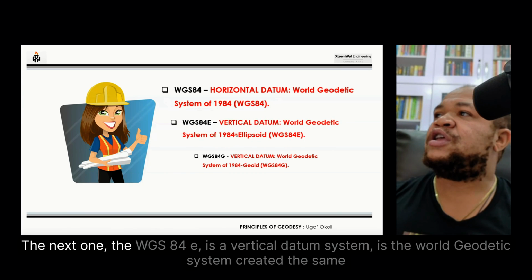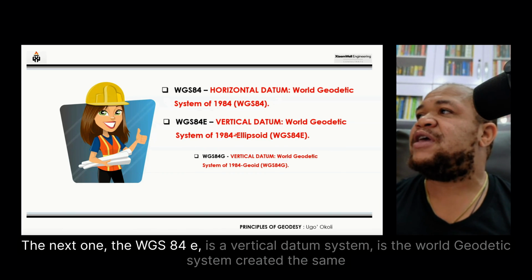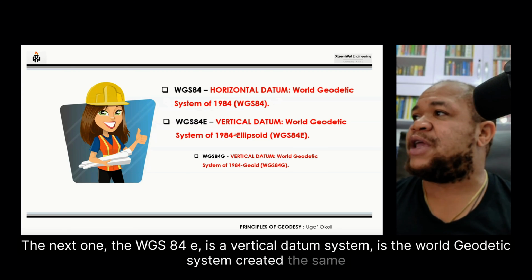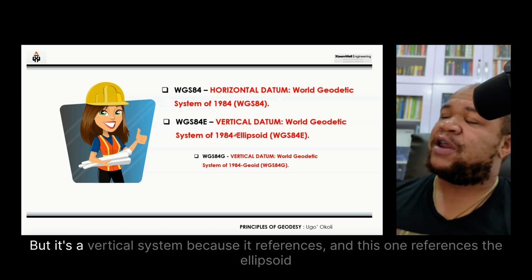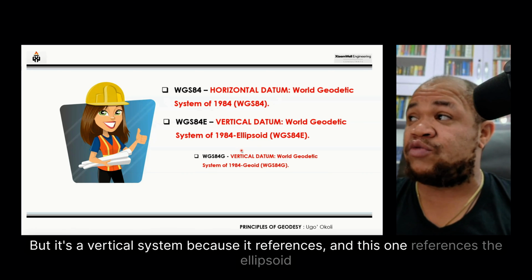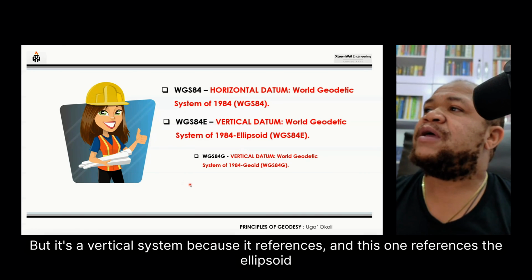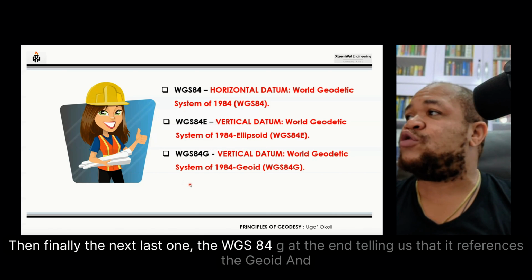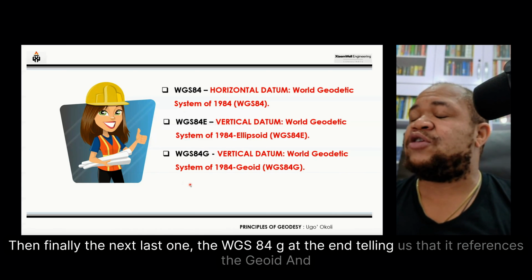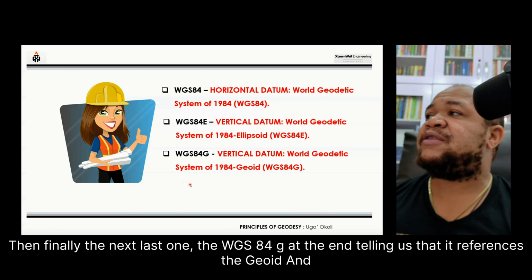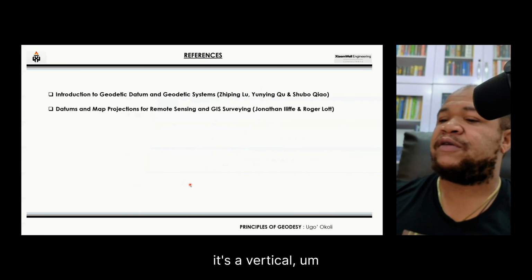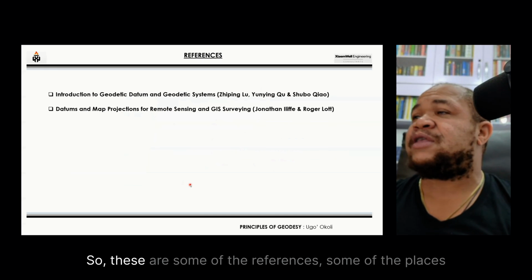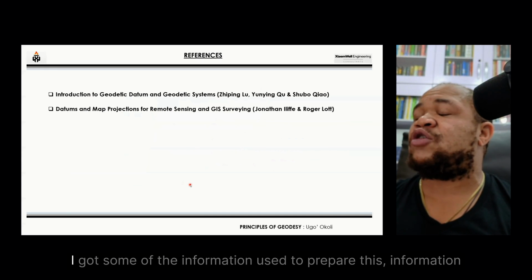The next one, the WGS 84E, is a vertical datum system. It's the World Geodetic System, created the same year, but it's a vertical system because this one references the ellipsoid. Then finally, the last one, the WGS 84G, the G at the end telling us that it references the geoid, and it's a vertical system.